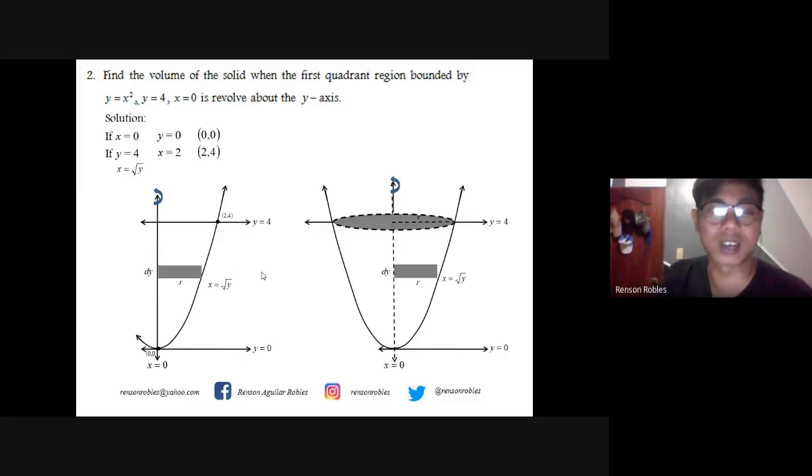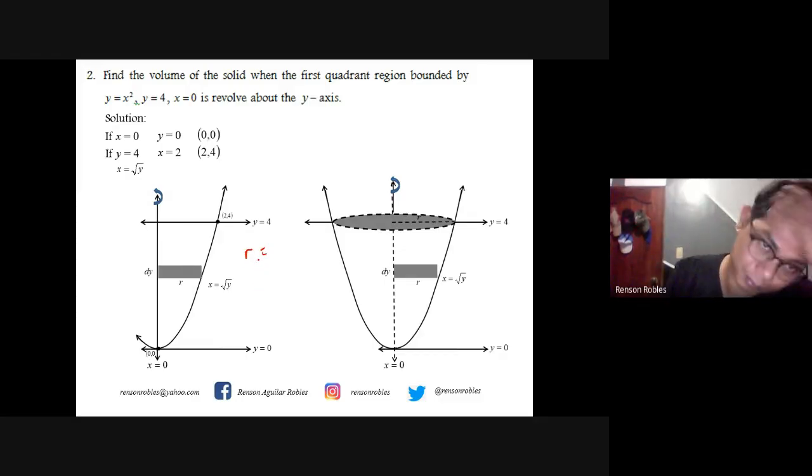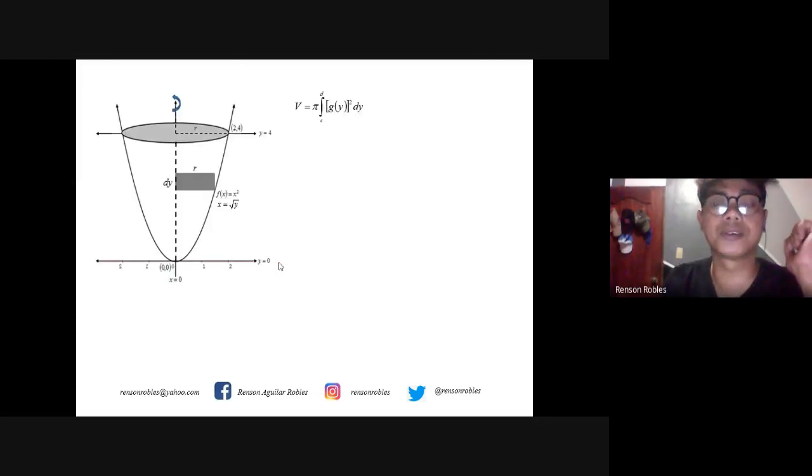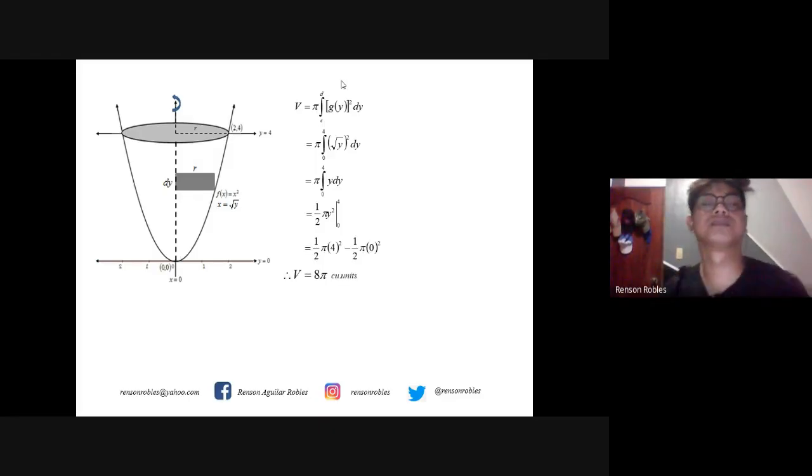So how do you write your R? R is equal to square root of y minus 0. Okay, that's it. You have the volume. R is the square root of y and then squared. All right. Then you have 8 pi. Okay, then let's modify the problem again.